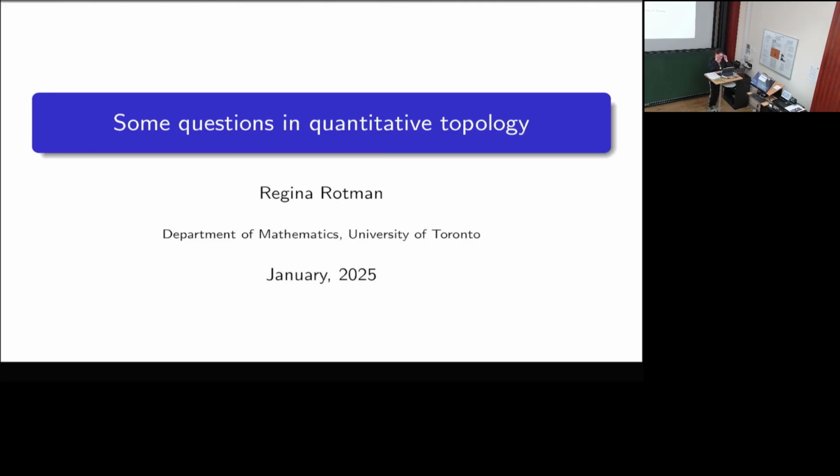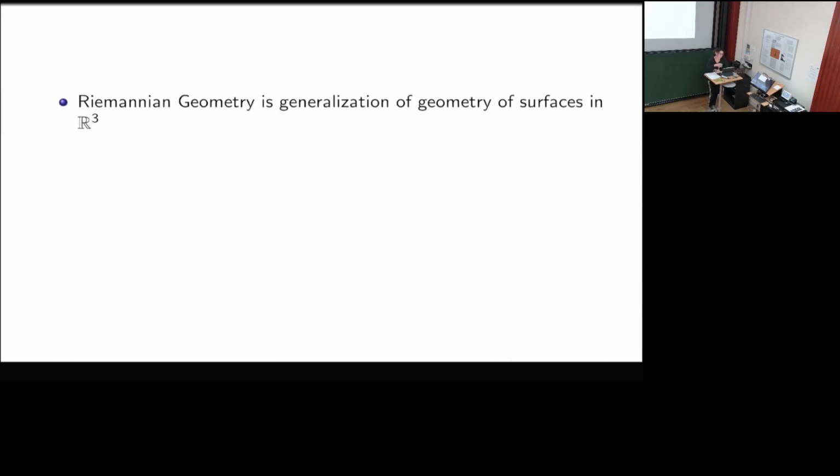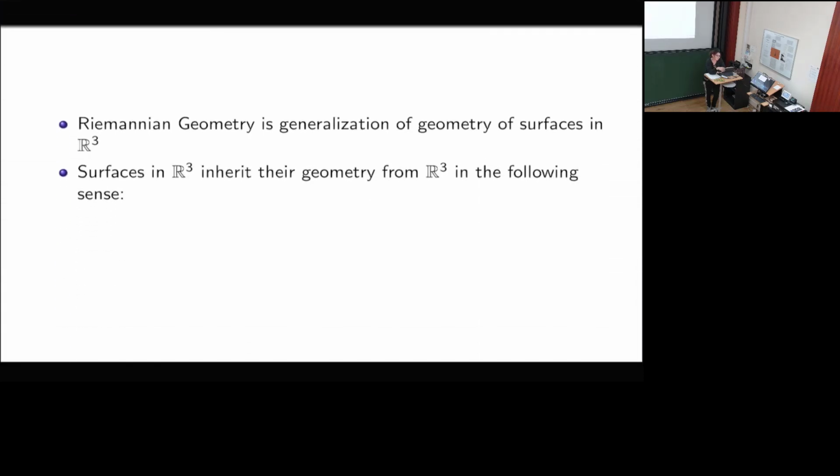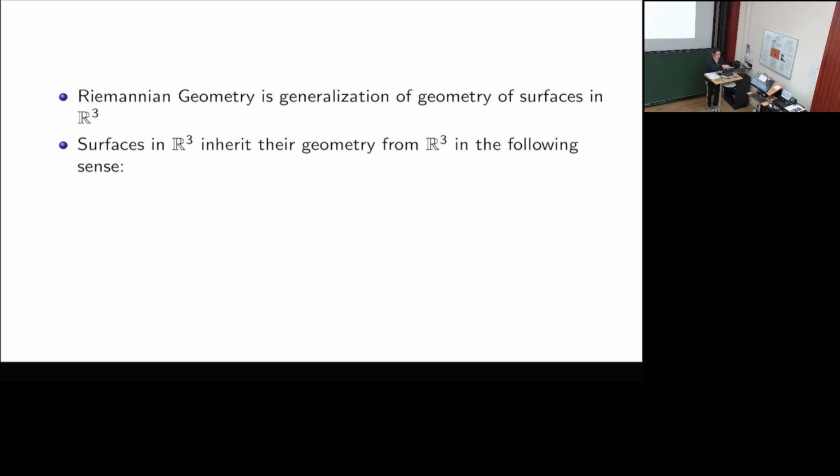So the setting is Riemannian geometry, which is the generalization of surfaces in R3. When we have a surface in R3, we inherit the geometry from R3 in the following way.